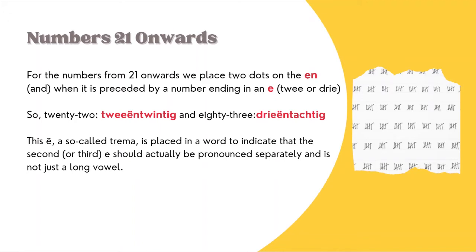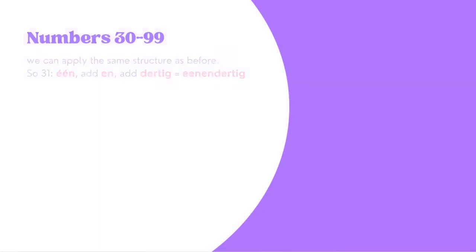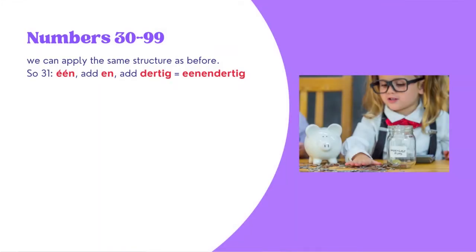So we're going to move on to the numbers 30 to 99. Alright, let's take a look at those numbers. And the good thing is we can apply the same structure that we learned before to the numbers 30 to 99. So how did we do that? For example, number 31, we first say one, then we say "and", and then we add thirty. So in English it would be one and thirty. And in Dutch we say, of course, 31. So this structure applies from 30 to 99.